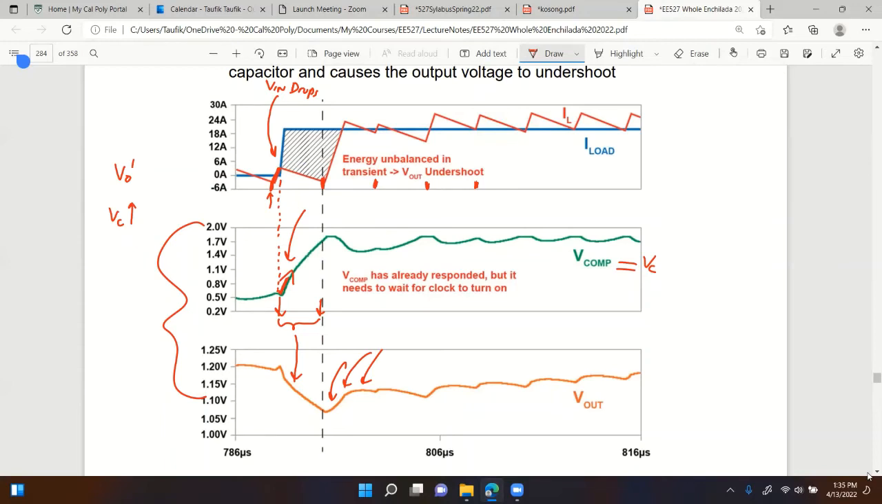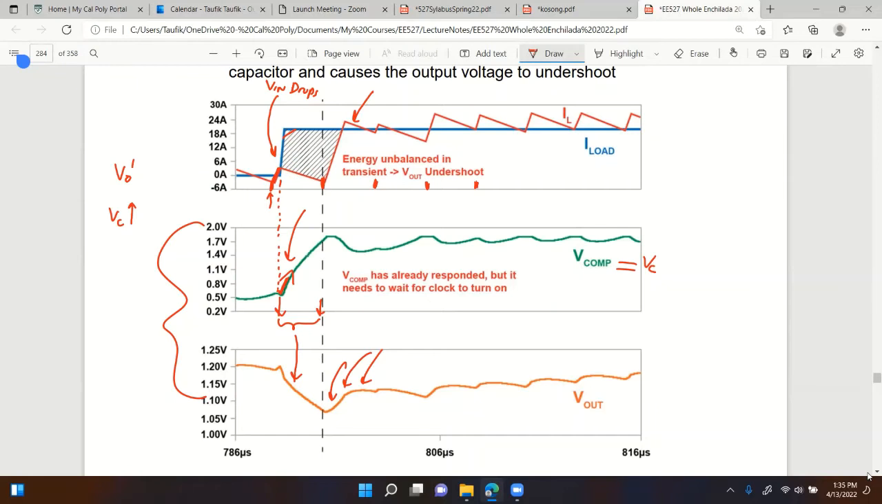That's why output voltage still is dropping, right? And that could be explained from this shaded area. Because what the shaded area means is that, well, this is inductor current, the red one. It goes up, down, and then as soon as the clock starts, boom, it jumps to a big inductor current.